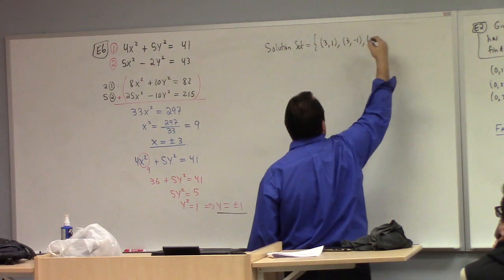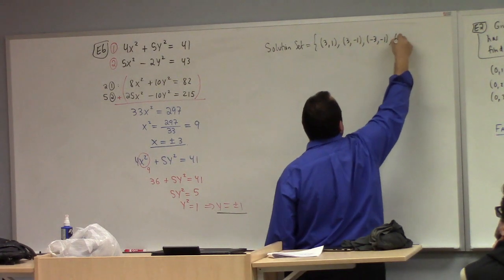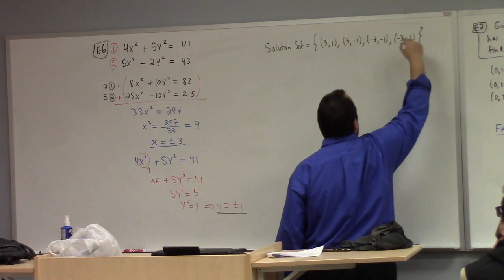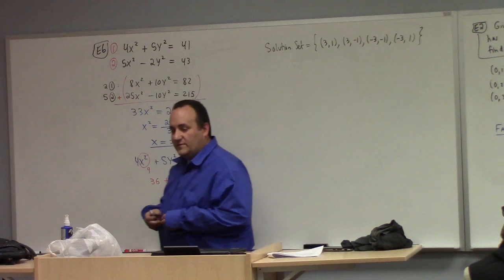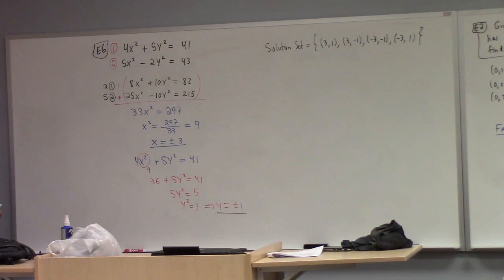And then what are the other two? Minus 3, 1. Minus 3, minus 1. There you go. There are four solutions. Those are the four we saw on the projector before I put it away, right?